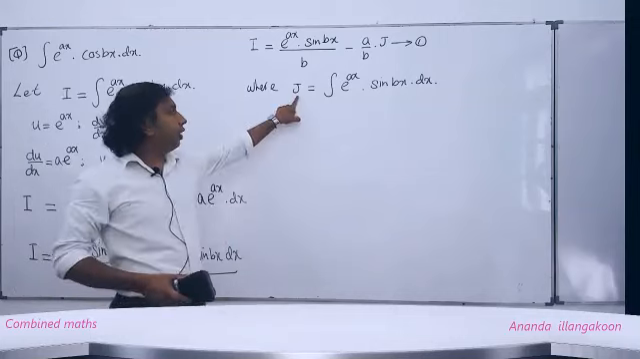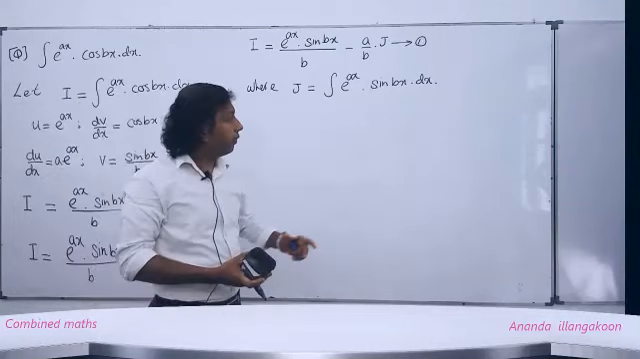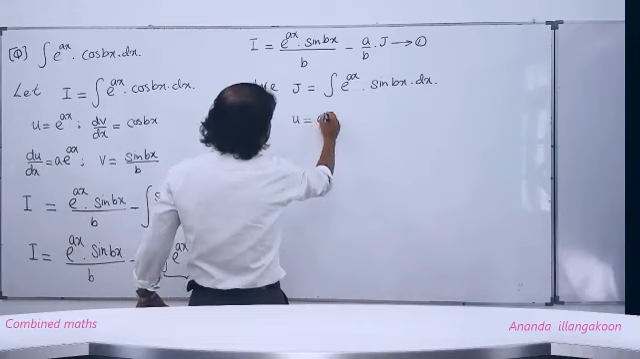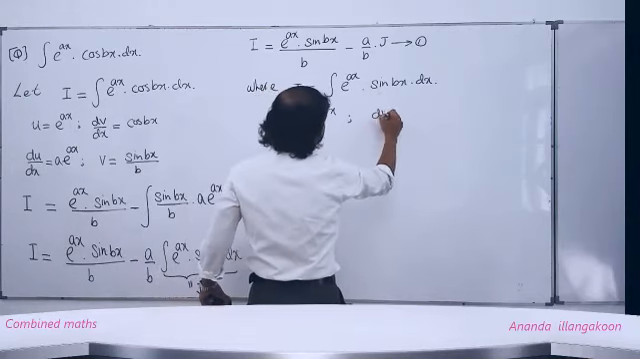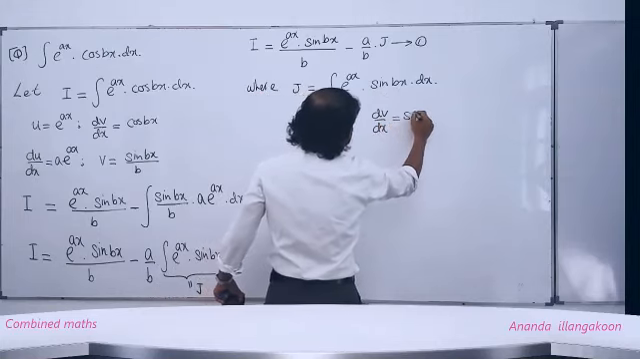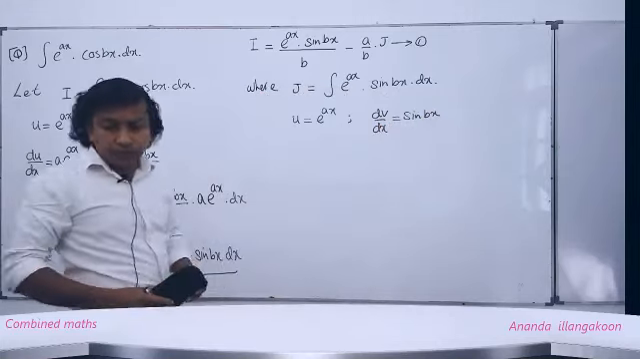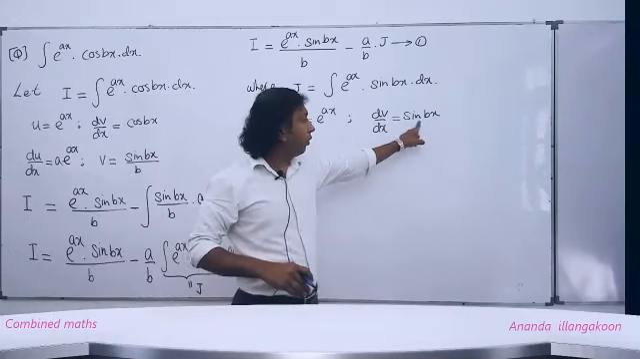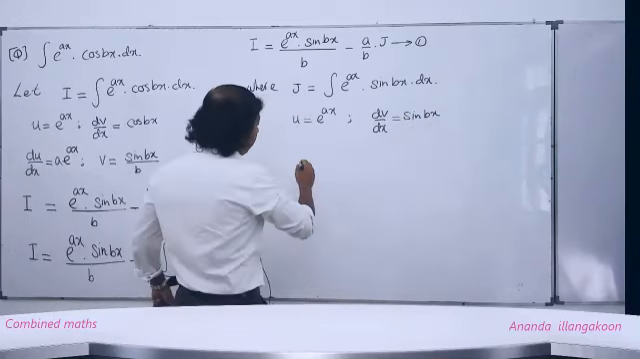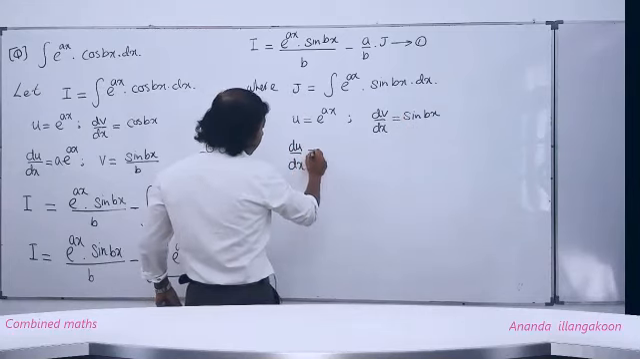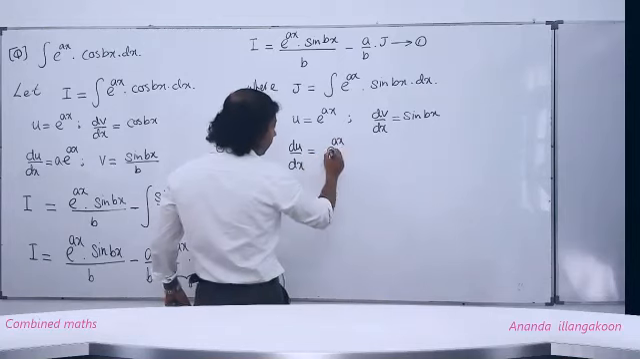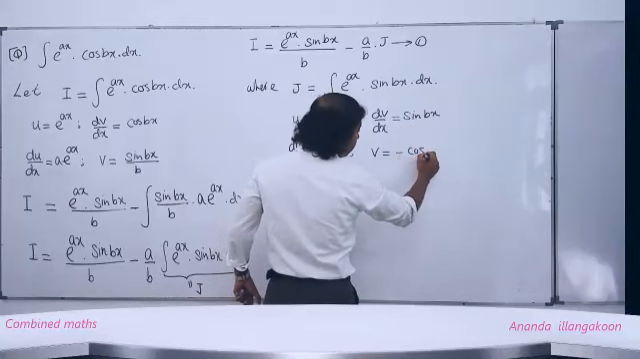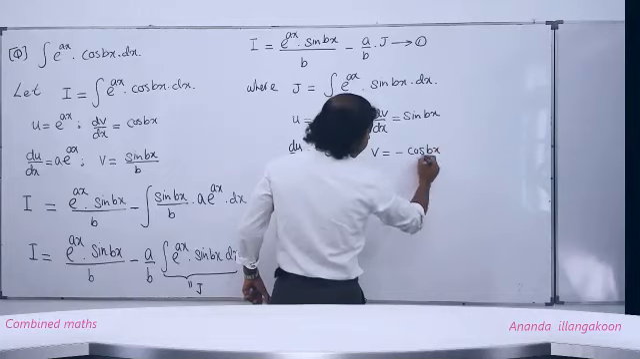Now to evaluate this j, we again apply by parts. Here we take this e^(ax) as our u, and our dv by dx is sin bx. You know, the u function we have to always differentiate, and the dv by dx function we have to integrate to find v. So we get du by dx is equal to e^(ax) into a. When you integrate sin bx to find v, the integral of sine means minus cos bx divided by b.